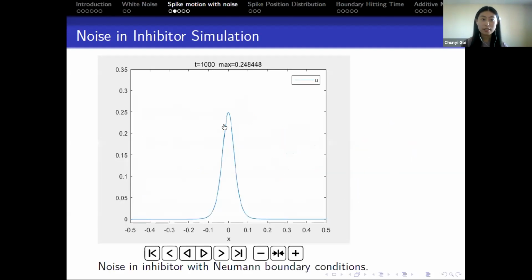So here I have a simulation for this case. As you can see, the height of the spec is oscillating because of this noise term. But other than that, the noise has almost no effect on the spec dynamics.